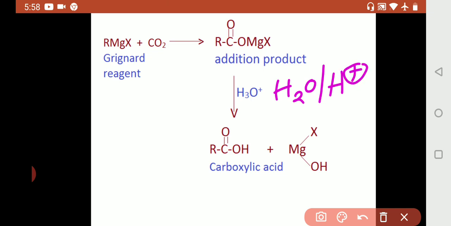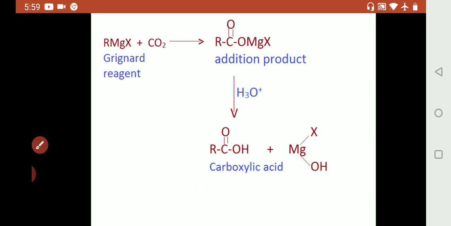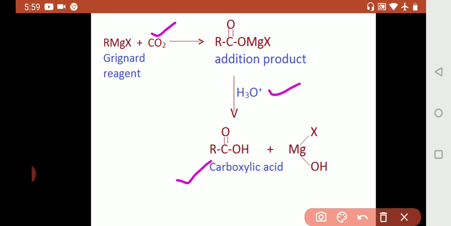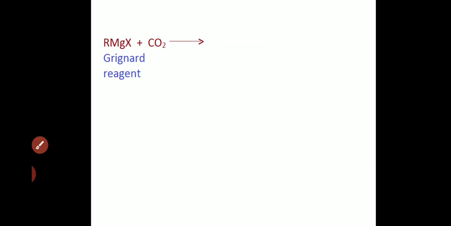Yes, H3O plus. H3O plus means hydrolysis in presence of an acid. H3O plus converts the RCOO part into carboxylic acid, RCOOH, and in H2O, after H plus, what is the remaining part? OH. That OH is combining with MgX, Mg has already bonded with X and newly bonds with OH. MgXOH is the byproduct. This is our main product, carboxylic acid. In this way, we prepare carboxylic acid from Grignard reagent initially by carbonation, then the addition product formed is hydrolyzed to form carboxylic acid.